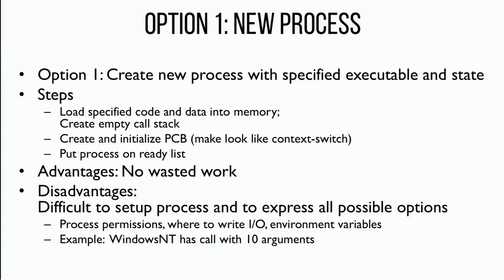Okay, so option one, you create a new process from scratch, and then you tell it what executable you want it to run. The way that would work is you specify this executable, and that lives in the file system, and so you'll load that code and the static data associated with it into memory. You create an empty call stack, so you're starting off with no procedures. You create and initialize this process control block, or PCB, and you put that in the ready list, because that's the structure that's basically in the ready list.